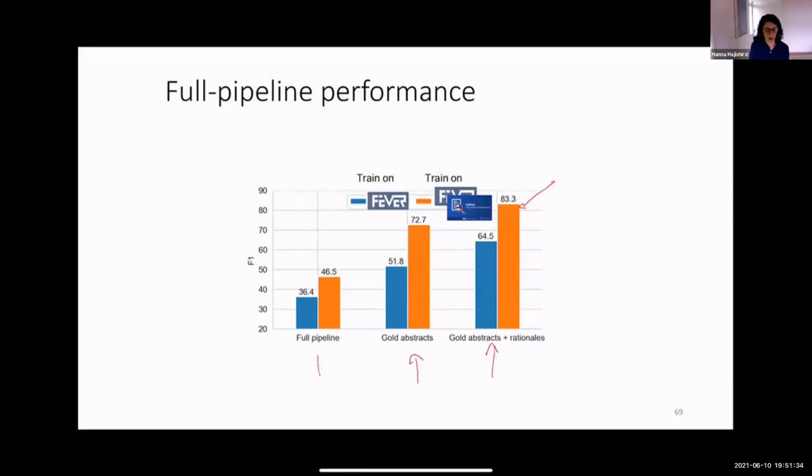In the full pipeline, we see about 46.5% in this task. In all those cases, if we just train the model on FEVER, the blue curves, the performance is not that high. But when we fine-tune it on our data, we see higher gains.